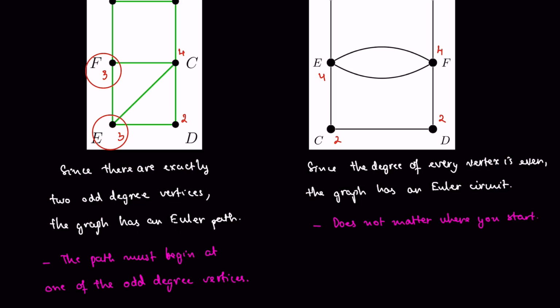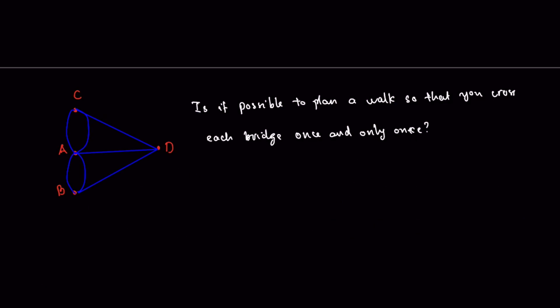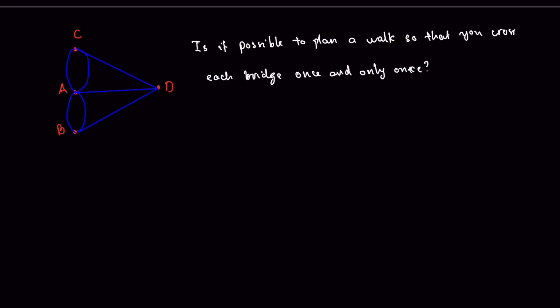Alright, so let me give you a few more examples here. One example is to go back to the example at the beginning of the video, where you want to solve the problem of the 7 bridges of Königsberg. The question is: is it possible to plan a walk so that you cross each bridge once and only once and return to the starting point? That is an example of an Euler circuit.